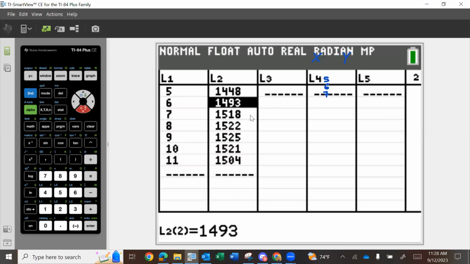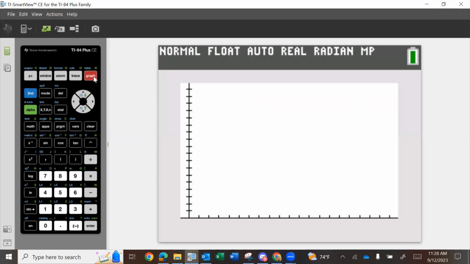Why don't we just clear that stuff? Let's take a look at what this looks like on the graph. I know they already gave us the graph, but I'm going to show you how to do that. If I just go to graph, it's not going to show it because I haven't told it to graph those points. So here's what you do.